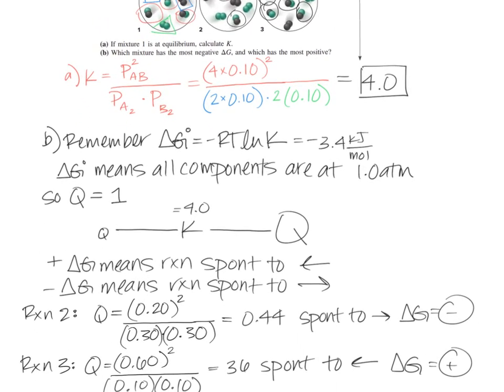I just wrote a reminder, delta G naught is equal to negative RT ln K, and that gives me a value of negative 3.4 kilojoules per mole. So that tells you essentially that at standard state, when all components are at 1 atmosphere, the reaction is spontaneous in the forward direction, or to the right, because it's not yet at K, it's not yet at equilibrium. Since 1 represents equilibrium, that means the first diagram is not spontaneous in any direction because it's reached equilibrium. So its delta G value is 0. So I just have to consider reaction diagrams 2 and 3.